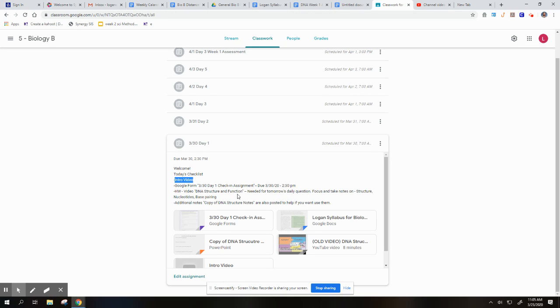Then it says you have the Google Forms 3:30 day one check-in assignment, and it gives you the due date. I make those headings the same as the title down in the search bar. After that, it gives you the homework. The homework is going to help you for the next day's assignment. So we have the DNA structure and function, and we also have additional notes attached for you.